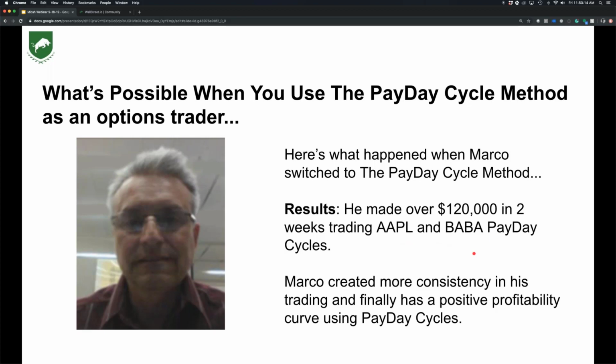He created more consistency in his trading. He finally had a positive profitability curve. He went on to have a 6-figure trading year just trading Amazon, another 6-figure year just trading Tesla. And this moves us to this idea of being a specialist.